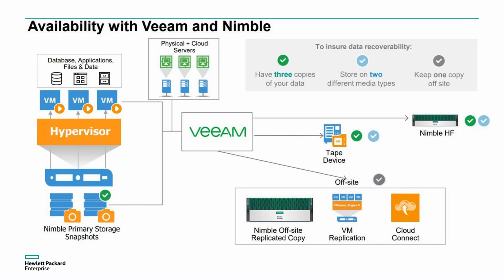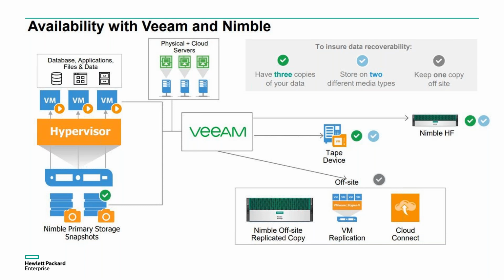Thank you very much. So let's take a look at the availability with Veeam and Nimble. Just diving into an architecture slide here. You can see on the left-hand side of the slide that we have a Nimble primary array. We have a hypervisor hosting some virtual machines. We also have some physical and cloud servers that we can obviously protect with Veeam.